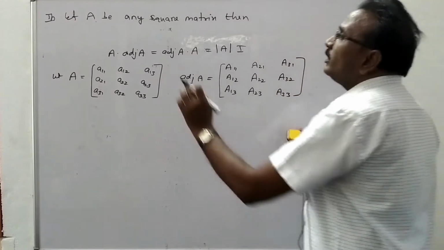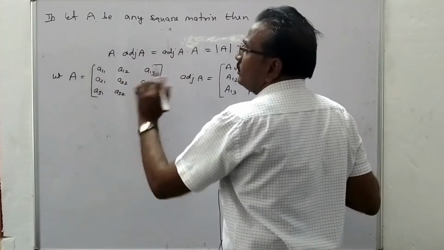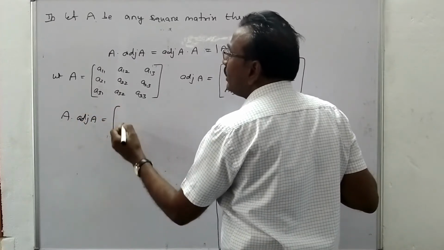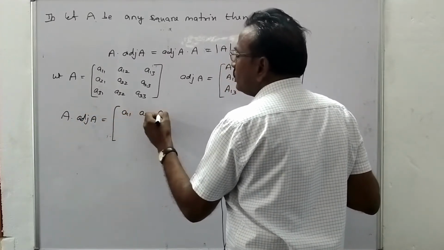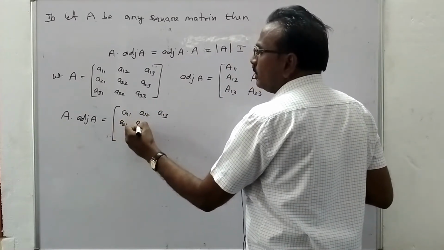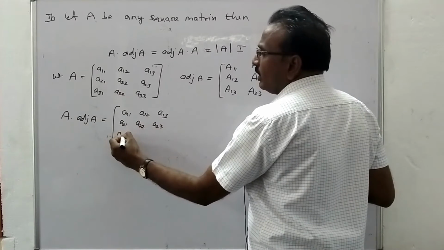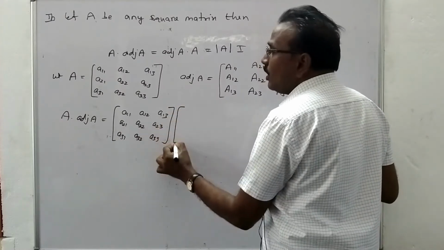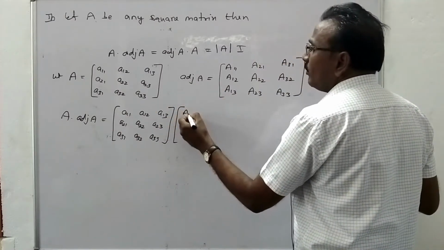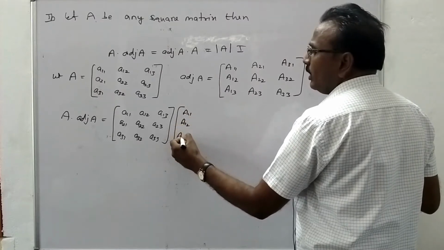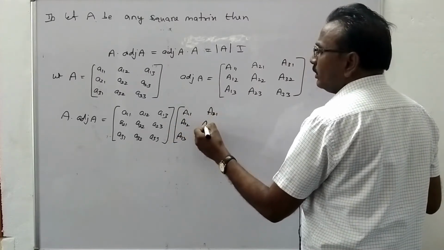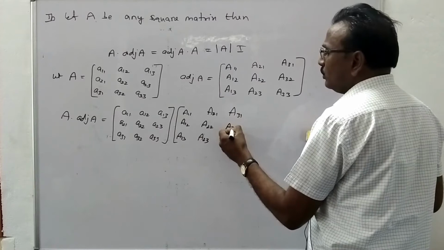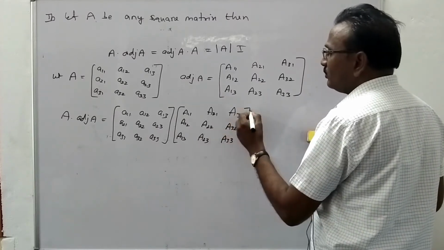Now take the first one, A into adjoint A. What is matrix A? A11, A12, A13, A21, A22, A23, A31, A32, A33. A into adjoint of A is this: capital A11, capital A12, A13, capital A21, A22, A23, third column A31, A32, A33. So this is the adjoint of matrix A.